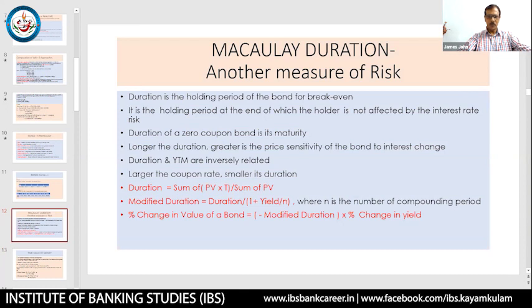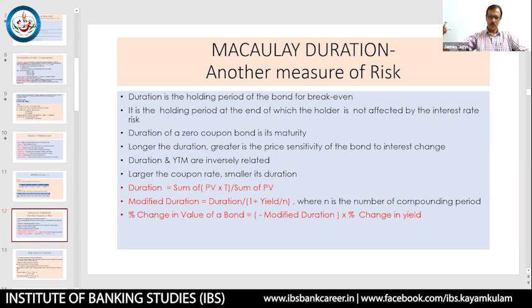Duration, I told you, some formulas are here and some important points to remember. Duration is the holding period for the bond to break even. It's the holding period at the end of which the holder is not affected by the interest rate risk. Then duration of a zero coupon bond is its maturity. Frequently they ask a question. There is a zero coupon bond and the leftover period is 5 years. What is its duration?